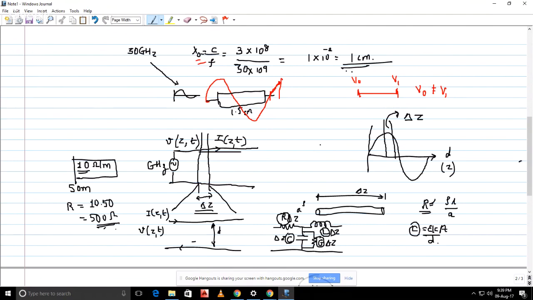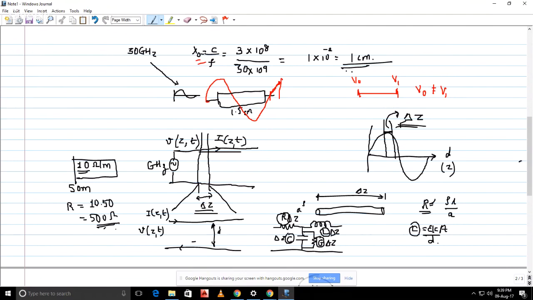So you can see here that I'm considering delta Z, over which the phase variation is almost zero, and then I can zoom that area up and see the transmission line only for the delta Z part. If I zoom in again, I can see that there is a resistor, an inductor, a capacitor, and a conductance. But this resistor, capacitor, conductance and inductor are not concentrated in one area. They are actually distributed over that complete delta Z line.